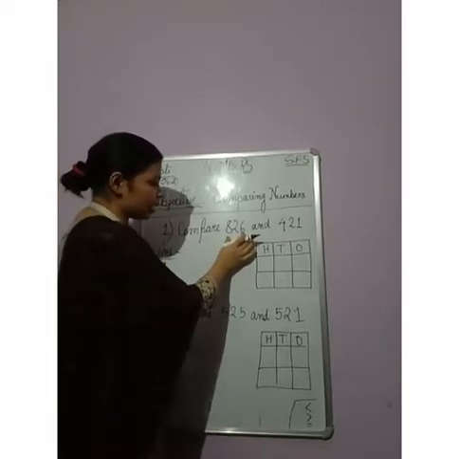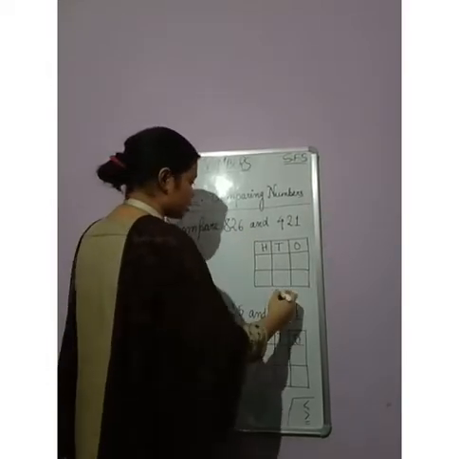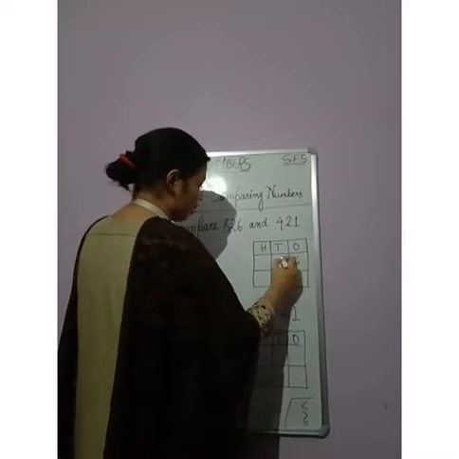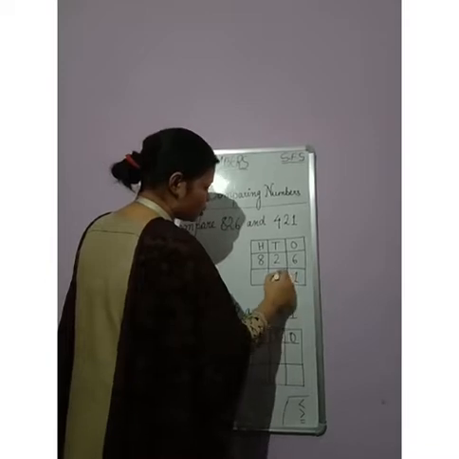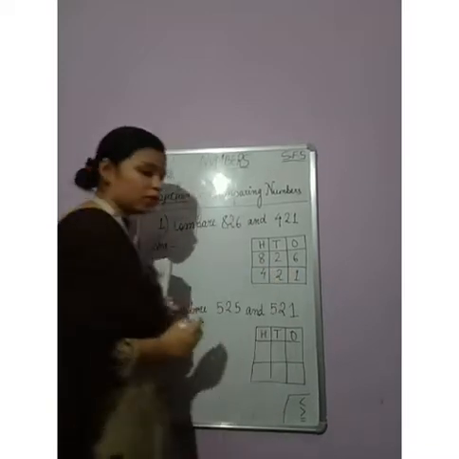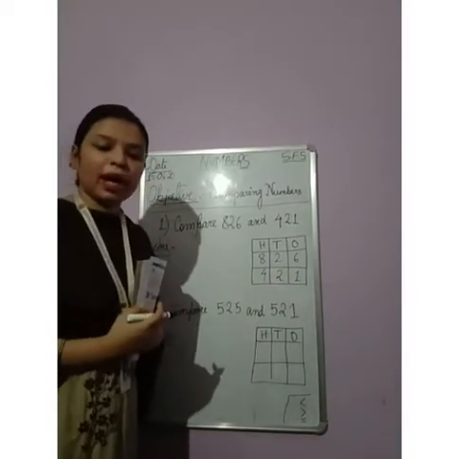The first number is 826. Start from the right hand side. The ones place, 6 will come, then 2 and 8. The next number, 1, 2 and 4. Okay, I have placed the numbers. Now I have to compare.